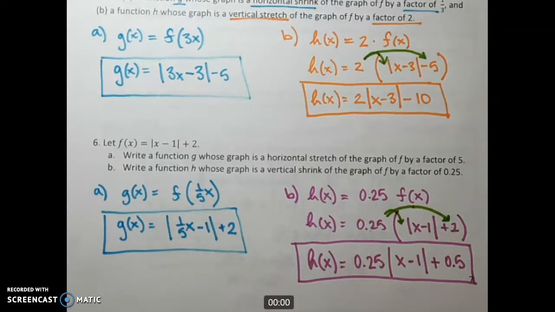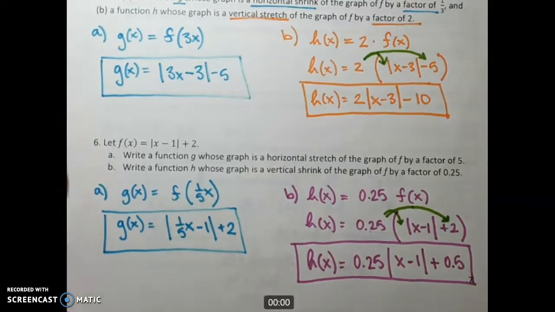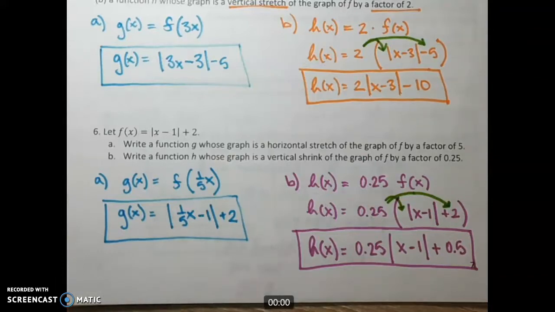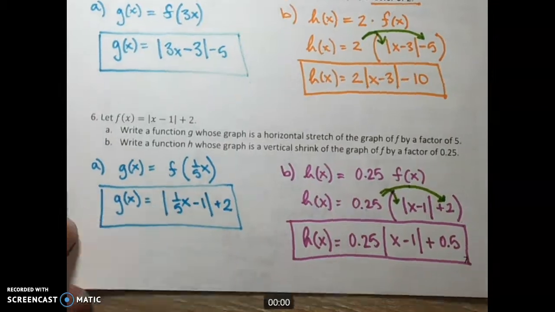All right, number 6: g of x equals the absolute value of 1/5 x minus 1 plus 2, and h of x equals 25 hundredths times the absolute value of x minus 1 plus a half, or 0.5. Okay, what I'm going to do is go ahead and flip it up to page 8. Please go ahead and pause it if you need more time, otherwise stay with me.